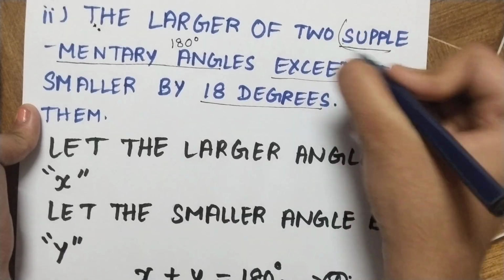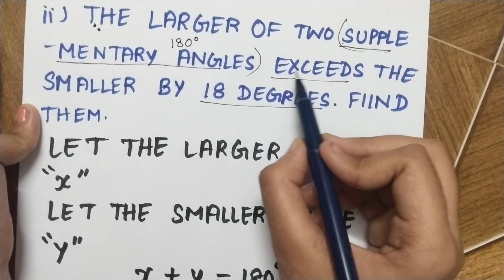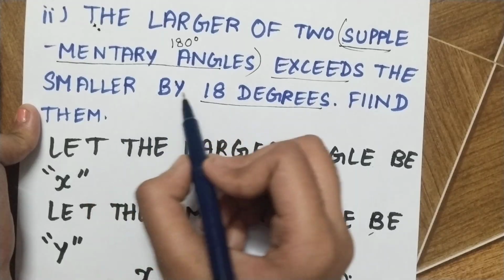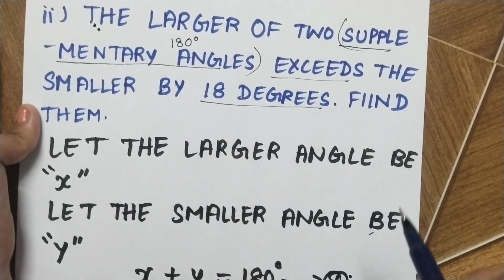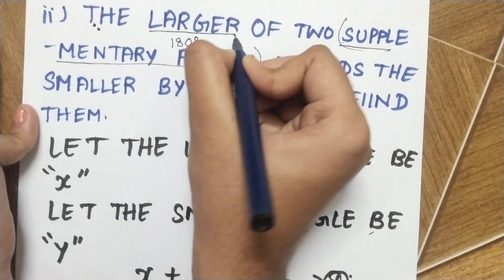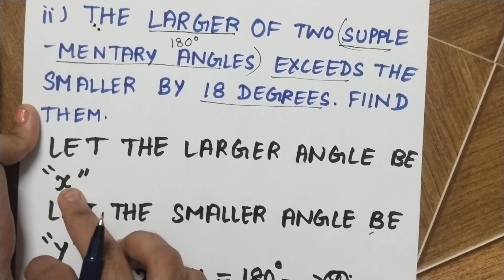This is our first clue, so we have completed this. The next one is that it exceeds the smaller angle by 18 degrees. So here the larger angle: what is my larger angle here? x.